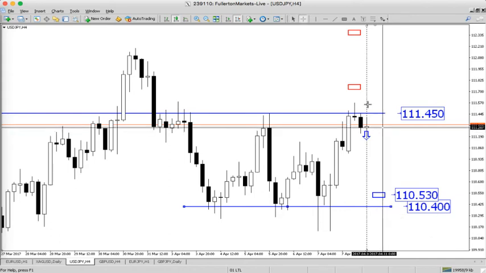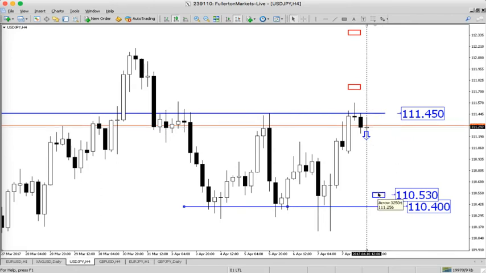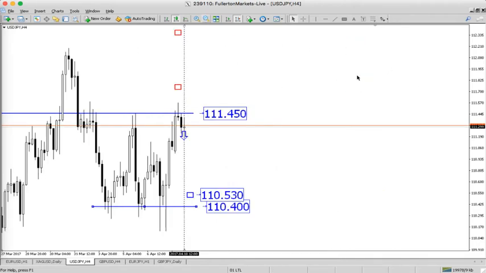So as you can see over here, if I take a 46 or 47 pips stop loss, my potential is about 76 pips. The risk reward is a bit more favorable to me. So this is basically dollar yen for me.